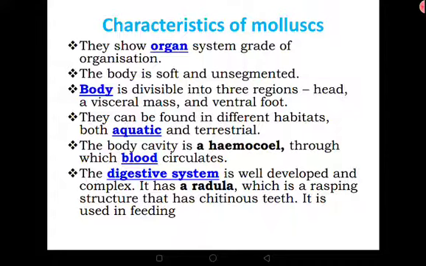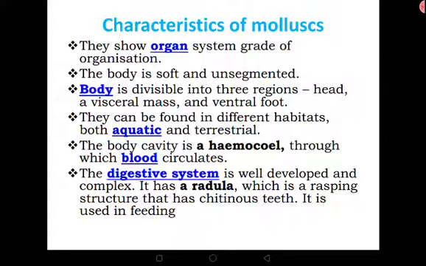Their body is soft and unsegmented. We said that earlier. The body is divisible into three regions: the head, the visceral mass, and the ventral foot. Yes. They can be found in different habitats. There are those that are found in aquatic environments, purely in water. You have heard of the water snails that are even edible. If you go to West Africa, it's a delicacy. And then others are terrestrial. You have seen the land snails moving around the roads and so on.